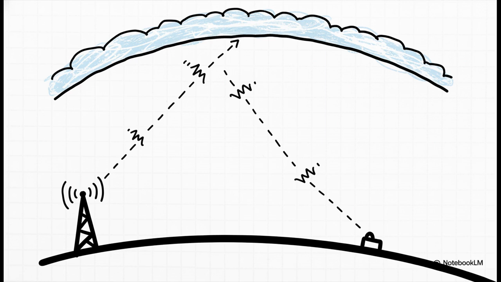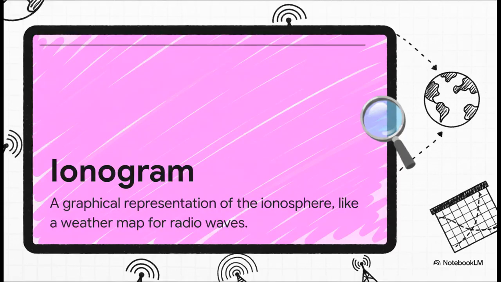The signals bounce. Way, way up there in the atmosphere, there's this layer called the ionosphere. And under the right conditions, it acts like a giant, invisible, natural mirror reflecting those radio waves right back down to Earth. And the tool we use to actually see this invisible mirror, that's the ionogram. Seriously, the best way to think about it is as a weather map. But instead of showing rain or sun, it shows us the best highways for radio signals to travel huge distances.